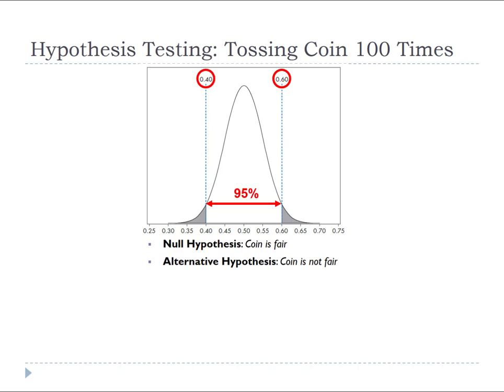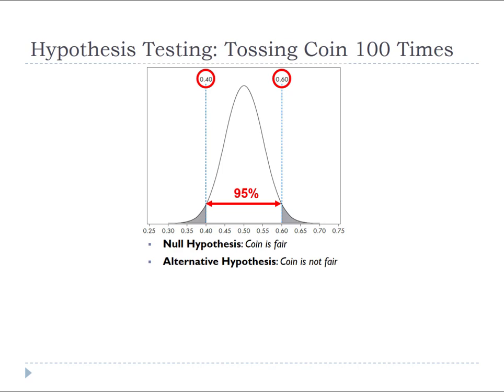If the coin is fair, obtaining a total number of heads more extreme than these values would happen only 5% of the time. We would expect only 1 out of every 20 experiments, or 5% of this kind, to result in a statistic that deviates so far from the null value for the population parameter.